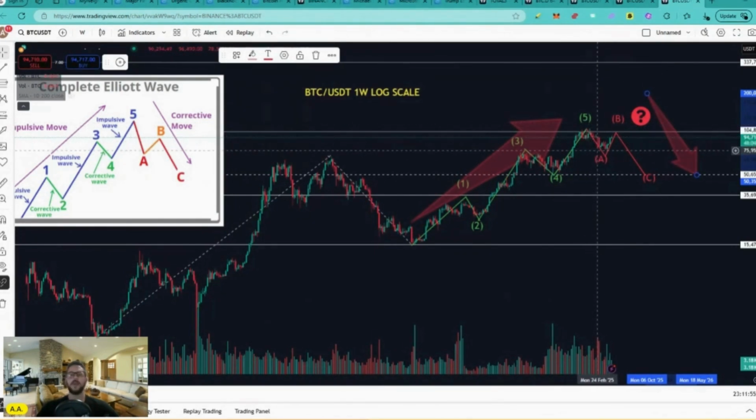We have wave A, the first sharp drop from the high. Then we have wave B, a bounce that fails to break the previous high, a classic lower high, basically, right here. And then wave C, a deeper drop that potentially makes a lower low compared to wave A. The target for this, if this Elliott wave structure plays out, is all the way down here at 50,657.